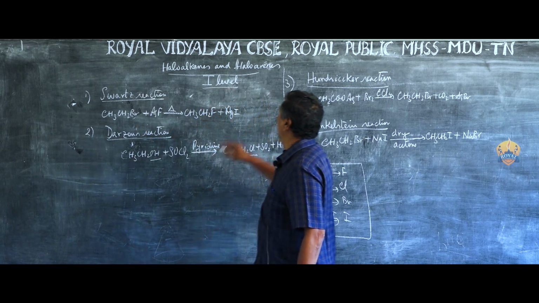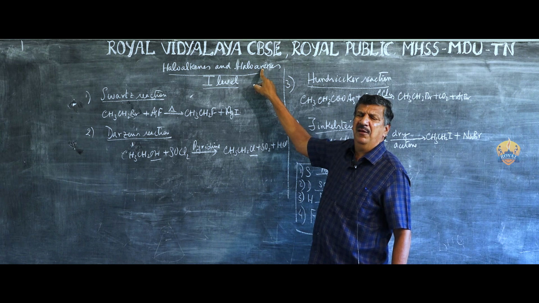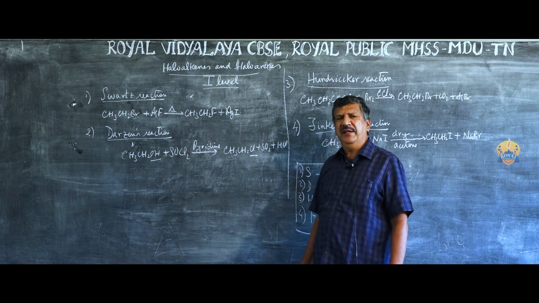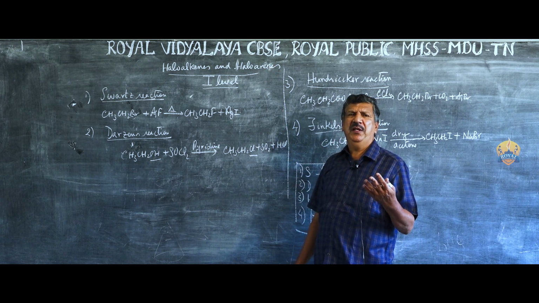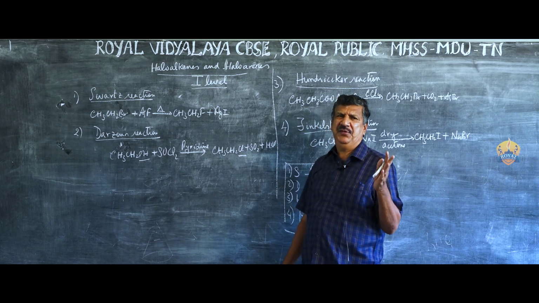When you say haloarenes, AR means aromatic. Aromatic means benzene. For example, chlorobenzene, bromobenzene, all are arenes.